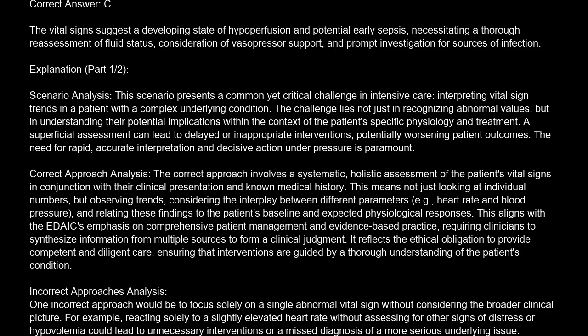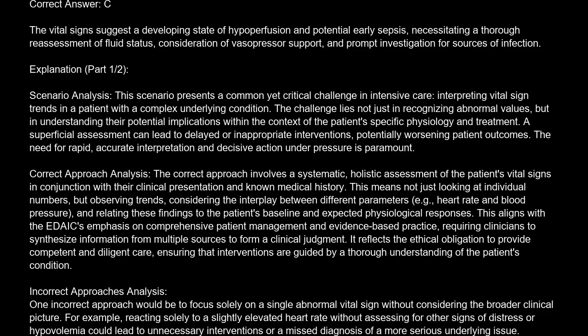Explanation. Scenario analysis. This scenario presents a common yet critical challenge in intensive care: interpreting vital sign trends in a patient with a complex underlying condition. The challenge lies not just in recognizing abnormal values, but in understanding their potential implications within the context of the patient's specific physiology and treatment. A superficial assessment can lead to delayed or inappropriate interventions, potentially worsening patient outcomes. The need for rapid, accurate interpretation and decisive action under pressure is paramount.